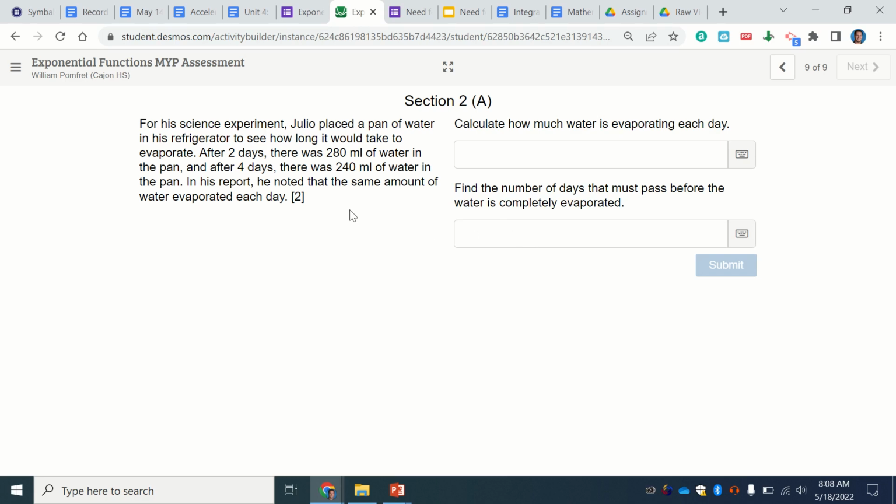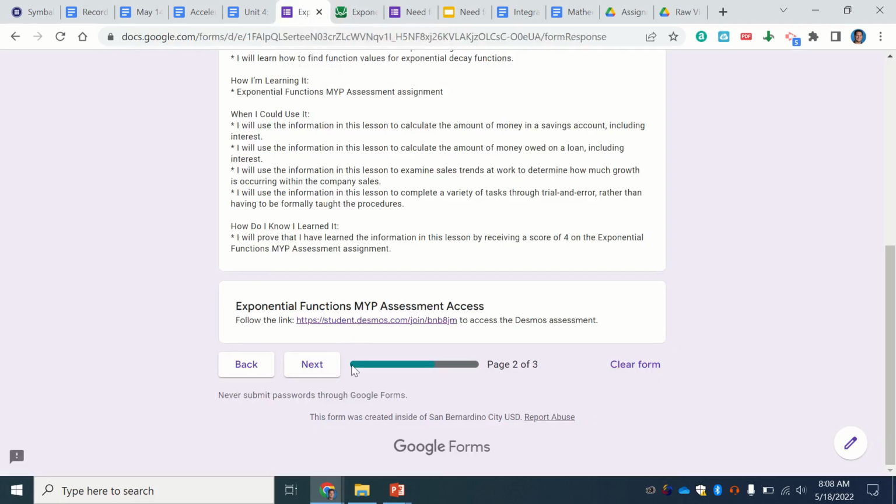So that's your MYP assessment. When you're done with that, you'll go back to your Google form, click Next. This will send you to your Before You Go. Make sure you fill out your Before You Go and then submit your work on Google Classroom.